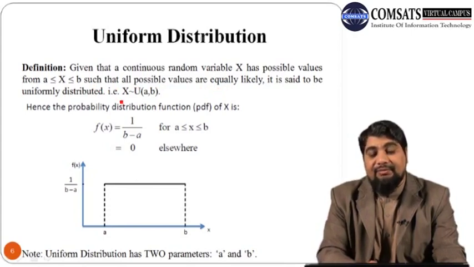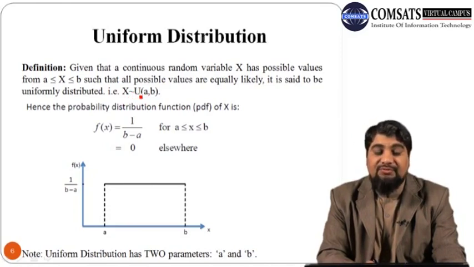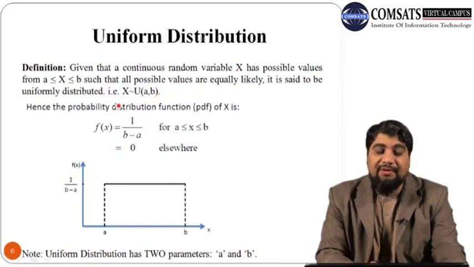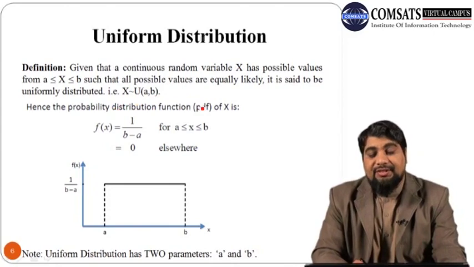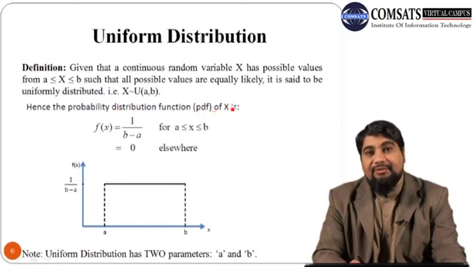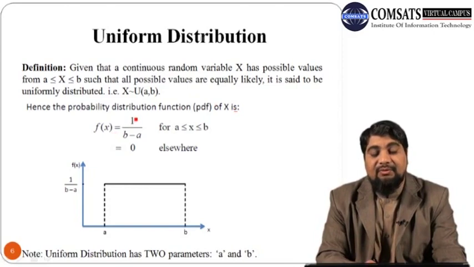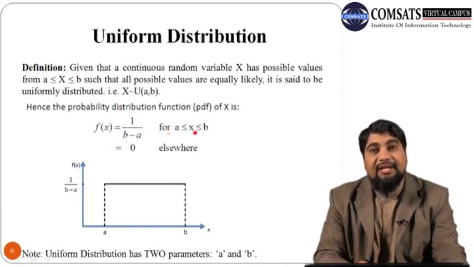Mathematically, we write that x is a random variable which is distributed as uniform between a and b. So a and b are called the limits of this uniform distribution. A is the lower limit, b is the upper limit. The probability density function, PDF, of this random variable x, which follows the uniform distribution, is given by f of x is equal to 1 over b minus a, and this is for x lying between a and b.